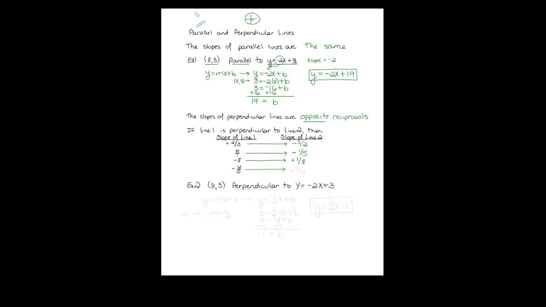For this last one, we have negative 4/5. Since the slope of line 1 is negative, the slope of line 2 has to be positive. The reciprocal of 4/5 is 5/4. So that's the process we need to go through to find the slope of perpendicular lines.